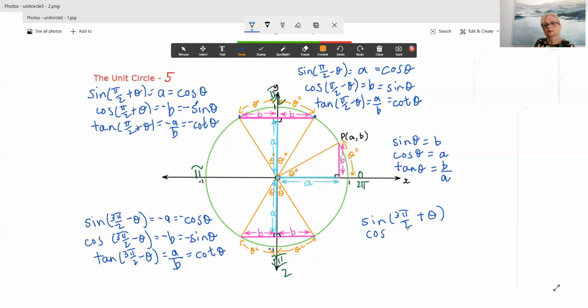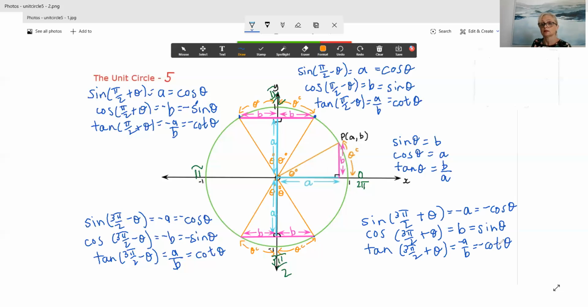Hopefully you're seeing a bit of a pattern developing here. All right, sine value here is your y value, which is negative a, which is negative your cos of theta. Cos here is going to be b, which is exactly the same as sine of theta. And tan here is going to be negative a on b, which is negative cot of theta.